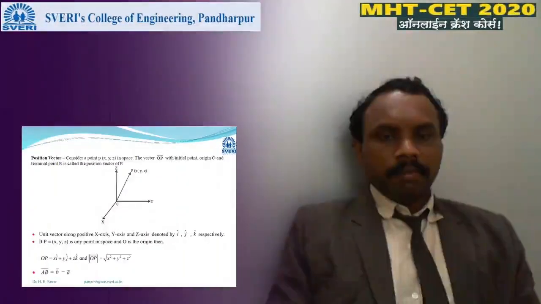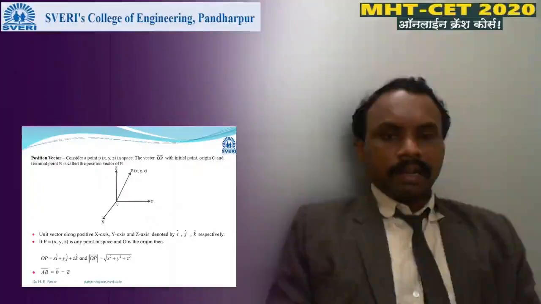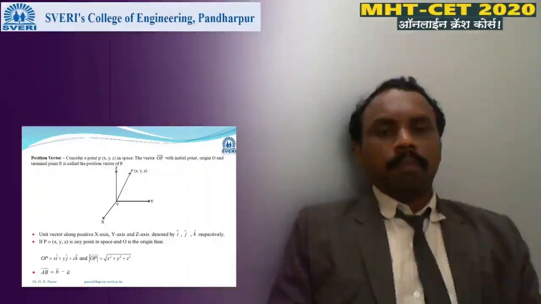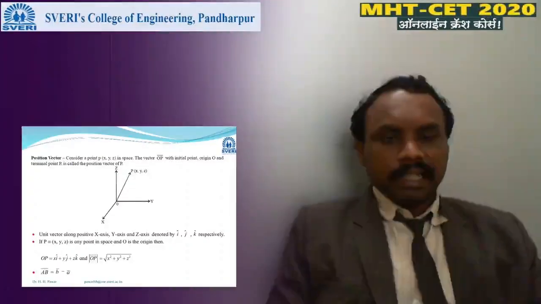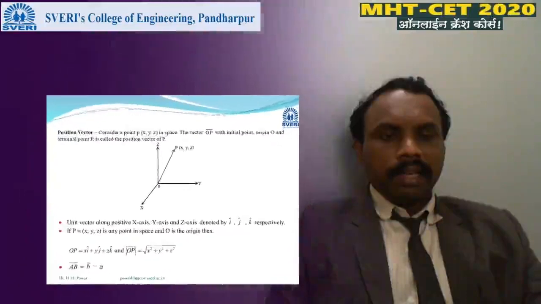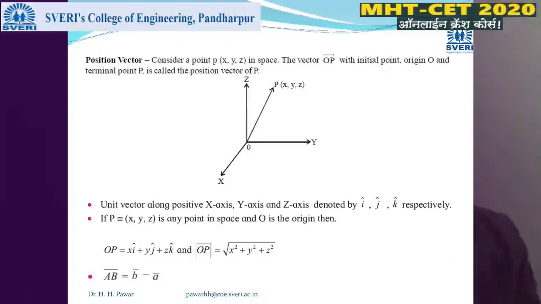Now we'll see the position vector of a given point. Consider a point P(x, y, z) in space. The vector OP bar with initial point origin O and terminal point P is called the position vector of P. Generally it is denoted by OP bar or small p bar.